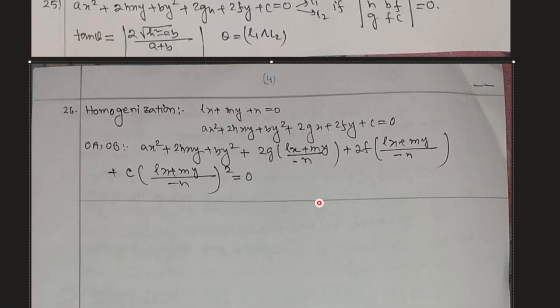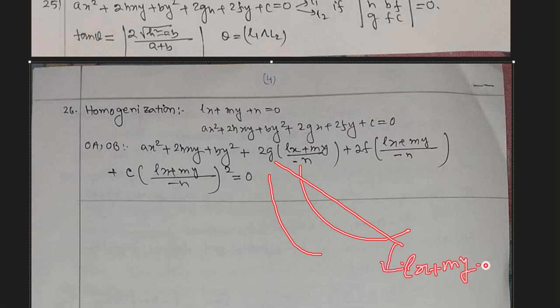Now we come to the next and the last part, that is called homogenization. Suppose one curve is given by this second degree equation, and there is a line which intersects it. This line has the equation Lx plus My plus n. So this line intersects your curve at two points, one is A and the other is the point B.